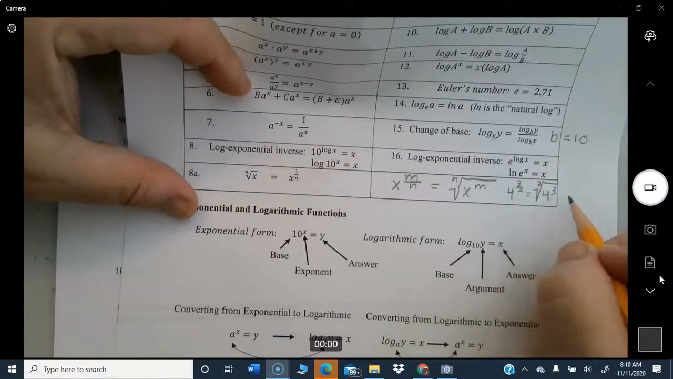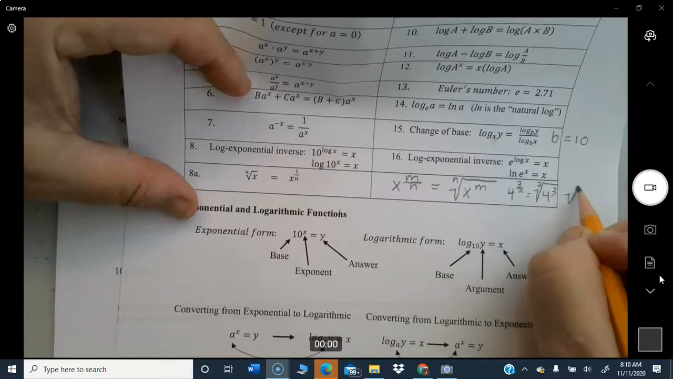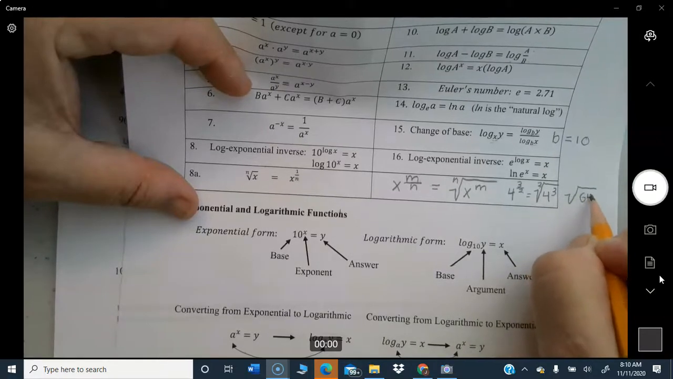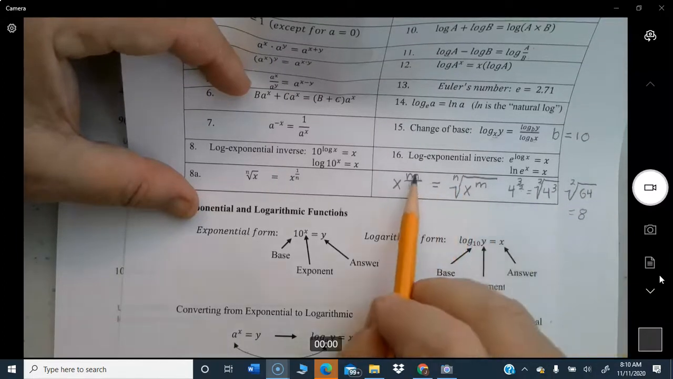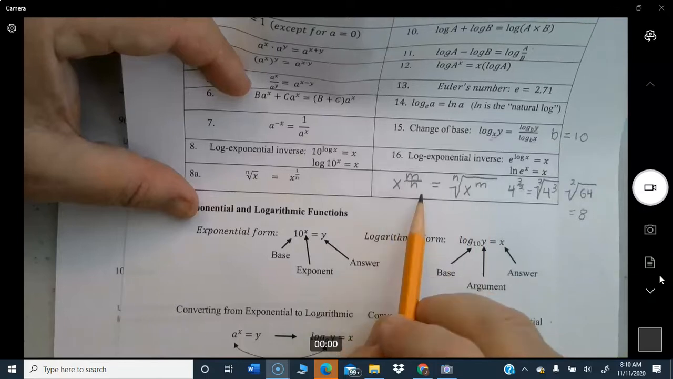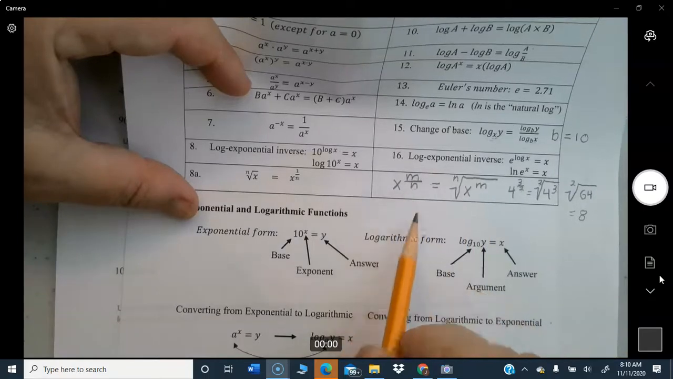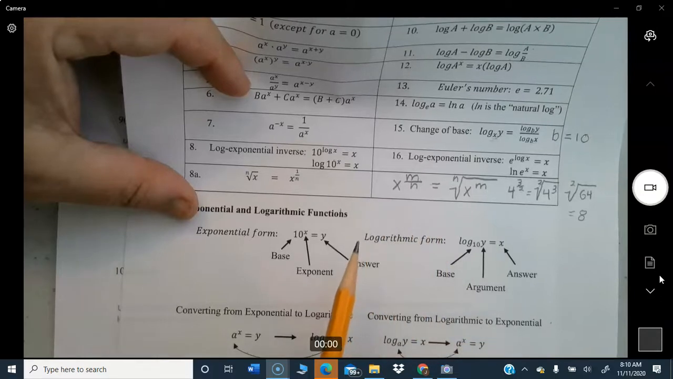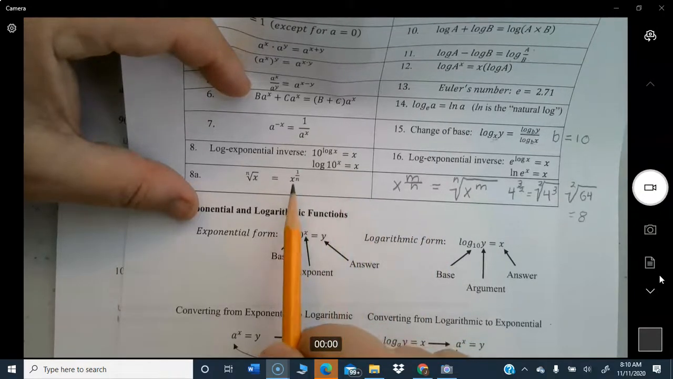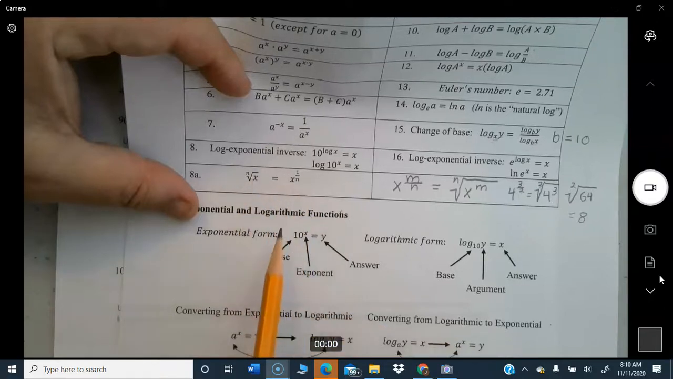So 4 to the third is 64. And the square root of 64 is 8. So you raise it to the power of the top number in the fraction, and you take the root of the bottom number in the fraction. Okay? So we'll run into that principle a couple of times in the next few problems, all right? It's really an extension of this rule right here, okay?